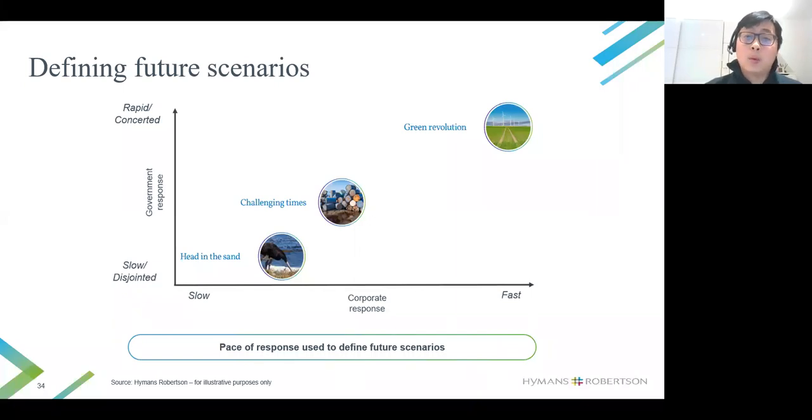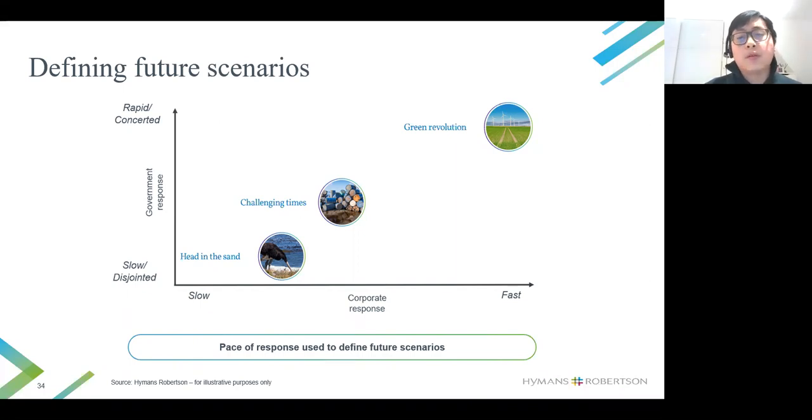So on one end, we have the head in the sand scenario, shown in the bottom left of the slide, where there's lack of responses from governments and corporates. We then have the green revolution scenario on the other end, which represents a scenario where there's quick response from governments and corporates. Finally, we have a third scenario that lies somewhere in the middle, which we've called challenging times.